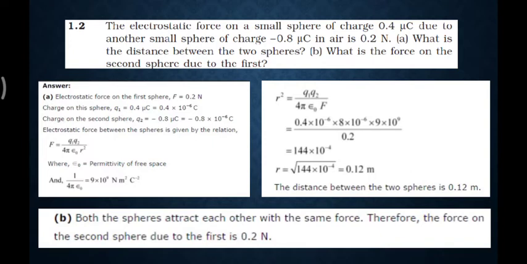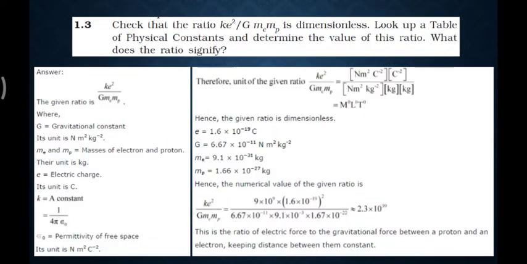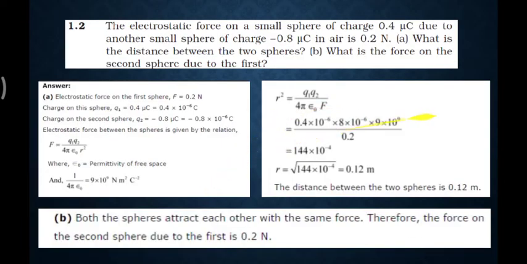Okay, the distance between two spheres whose charges are 0.4 and minus 0.8 will be 0.12 meter. It means 12 centimeter, I can say. That B I already answered. Still you can read by pausing this video.